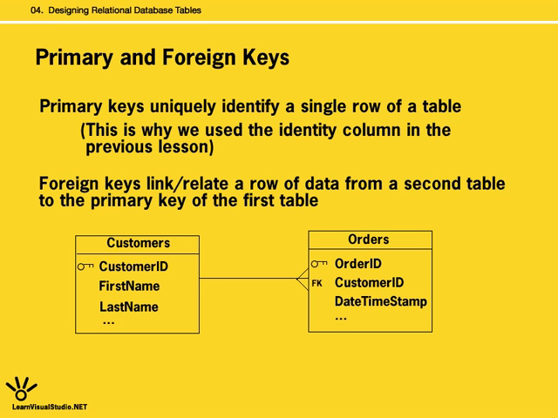So let's take a moment to stop what we're doing and go to Visual Web Developer 2005 Express Edition and use the visual tools to create a second table from our previous lessons example, define primary keys, and create relationships between two tables.